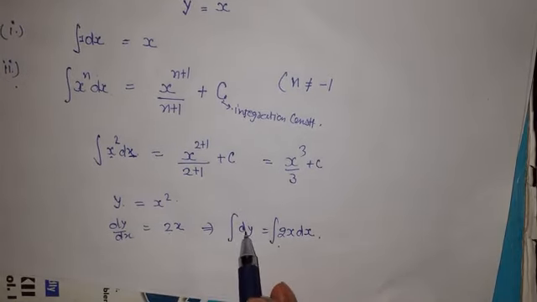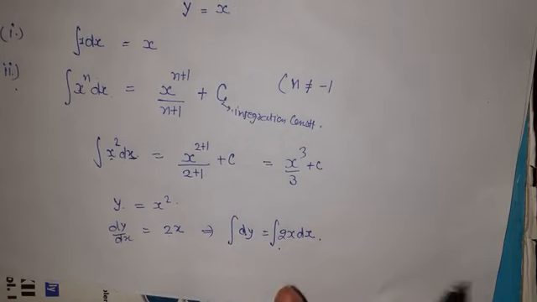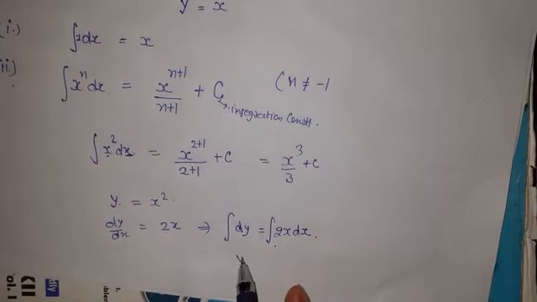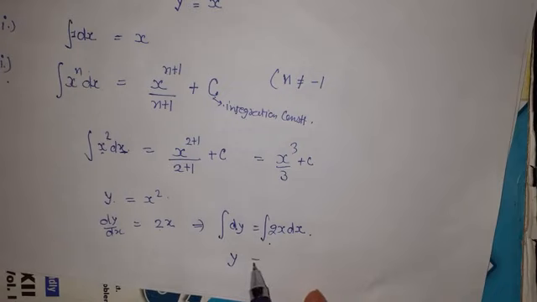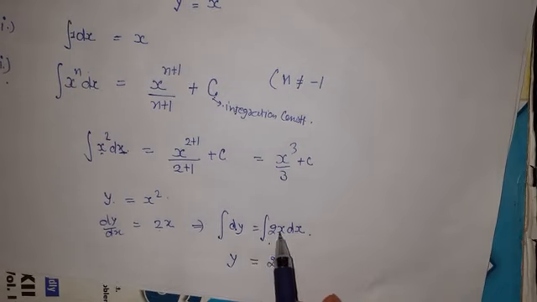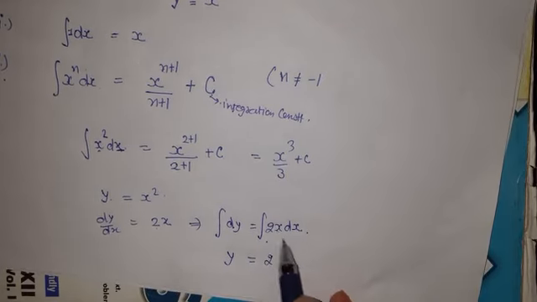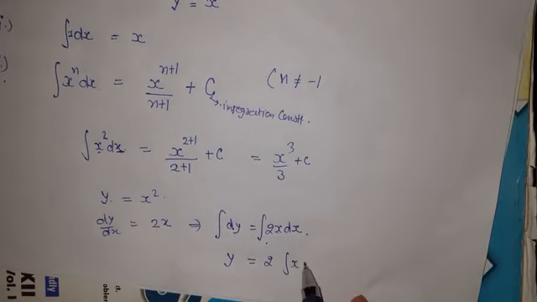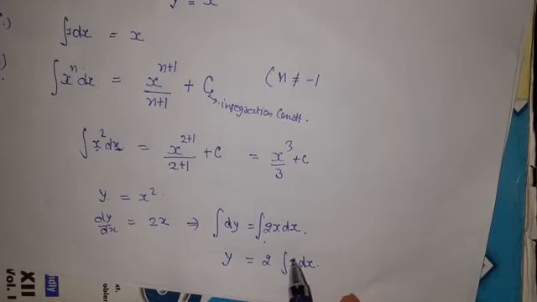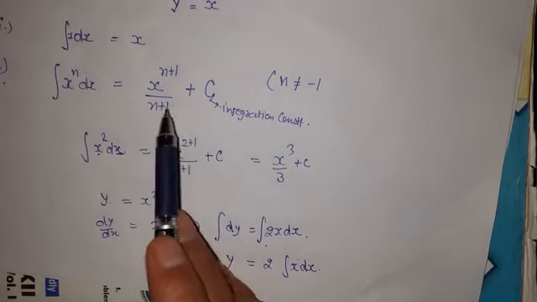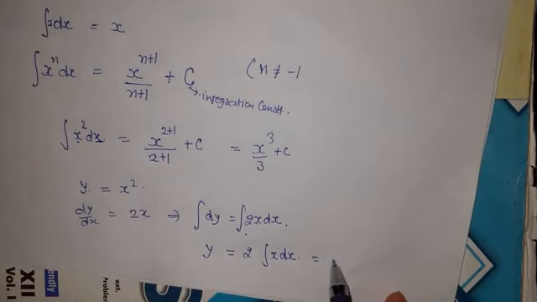So all small dy will add to give total y. Okay, this will give us total y, while this 2 is constant, and that x is there. So that x will be inside this integration sign. Now how much is the power of x? It is 1. Use this power rule, and we will get over here 2 into x.